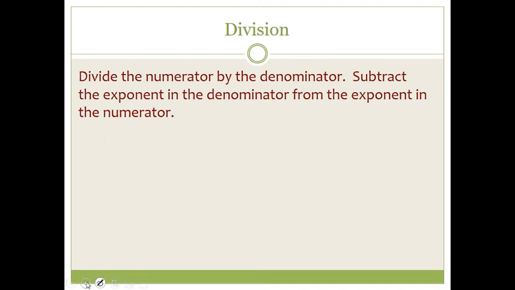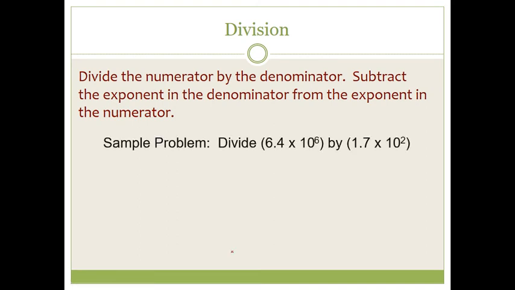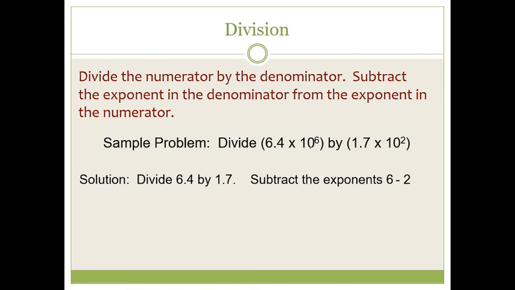All right, so let's do an example here. Let's work through it. Suppose I have this problem. Divide 6.4 times 10 to the 6 by this. I take 6.4 and divide by 1.7. Then I take my exponents, the top one, since this number is in the numerator here. So I'm going to do 6 minus the 2.